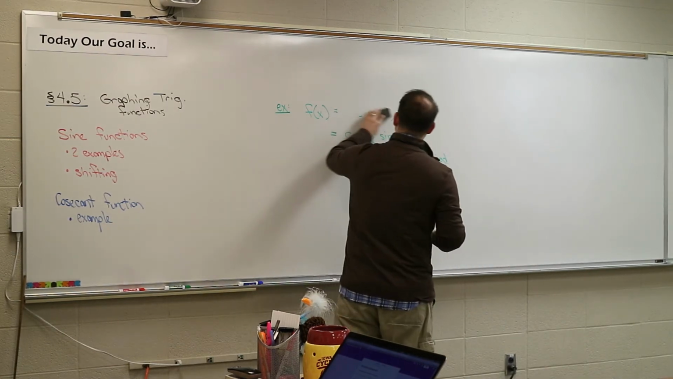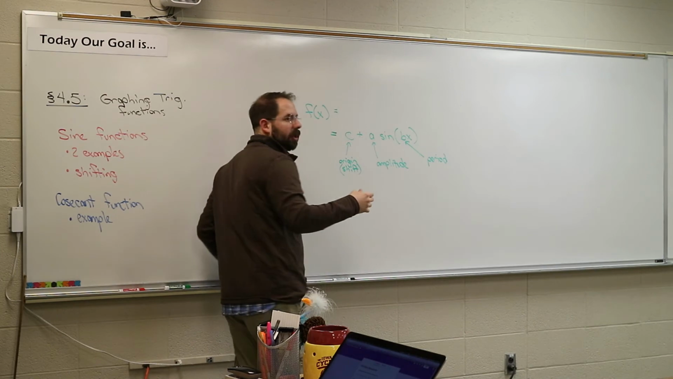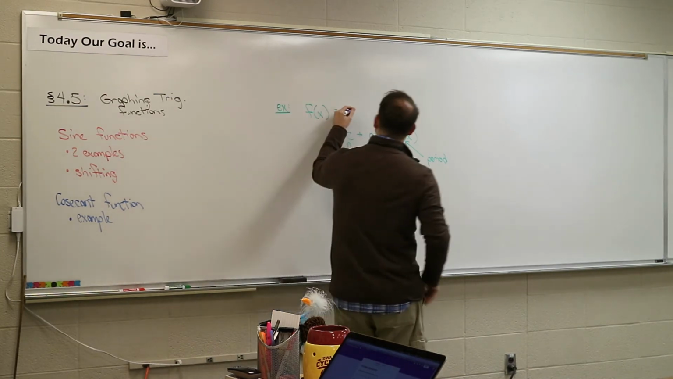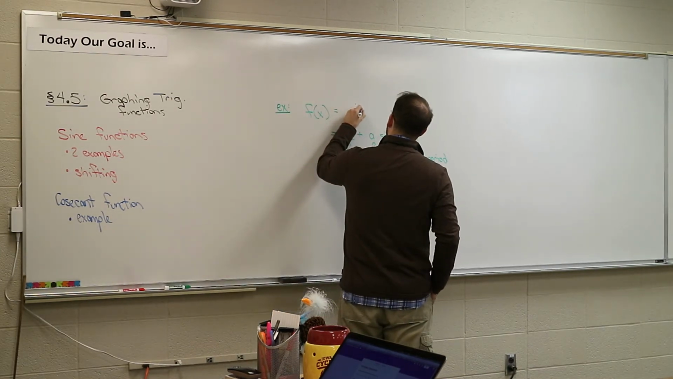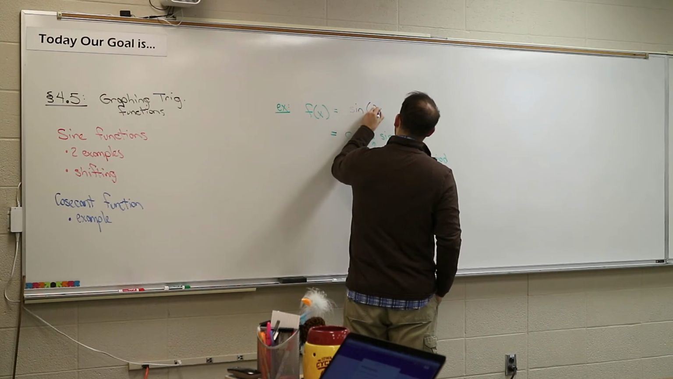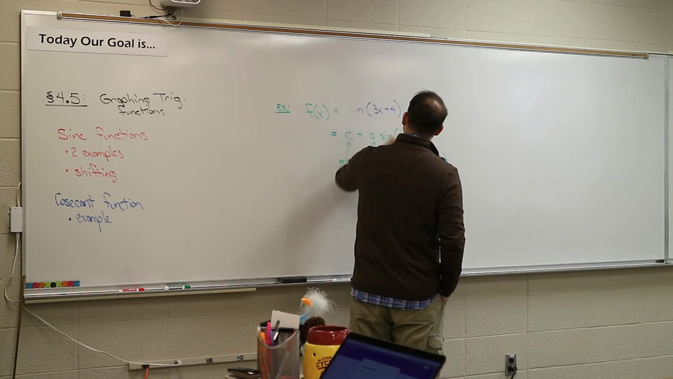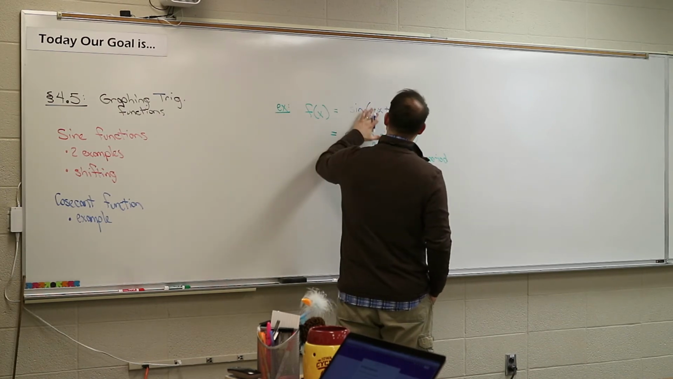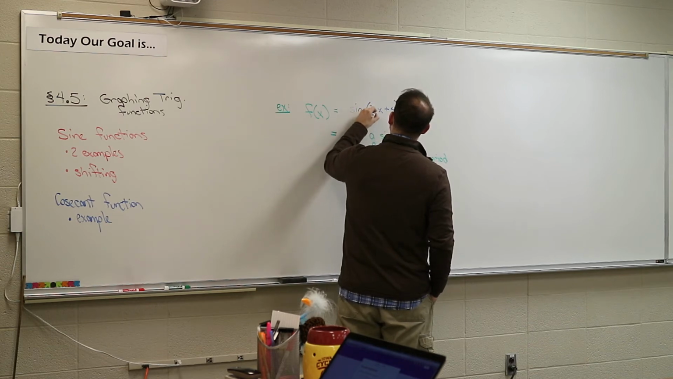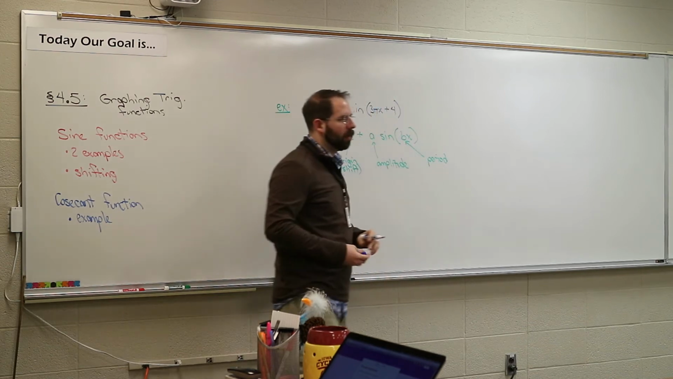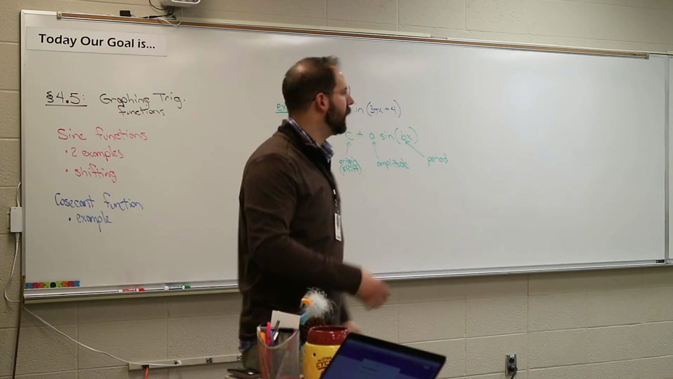Okay, so new example here. Let's do one where we have to actually horizontally shift it. So let's go sine of 3x plus 4. In fact, let's go 3 pi x plus 4, just to throw in some weird stuff in front of the x.